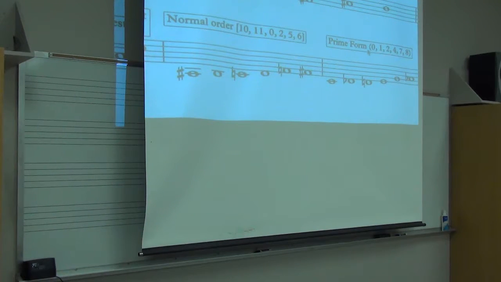Notice too, in prime form, it has parentheses around the numbers rather than brackets. So how do we go from normal order to prime order? Well, the first thing we need to do with the group of notes we have here is we need to get them to start out with 0.